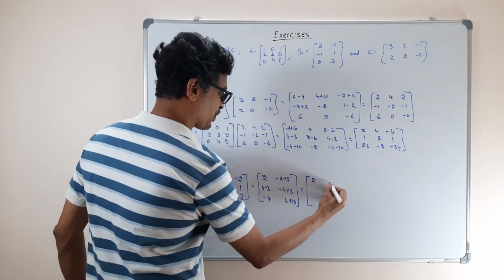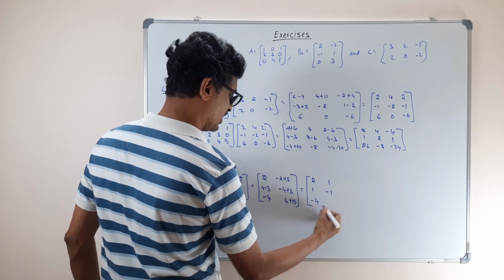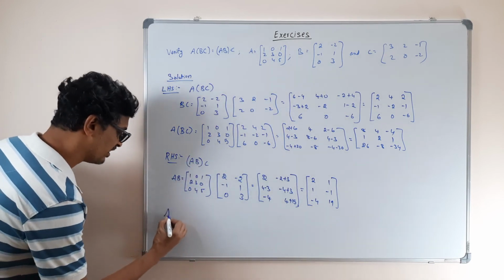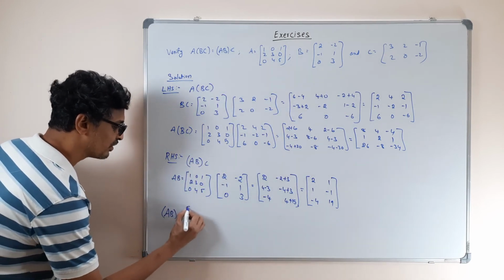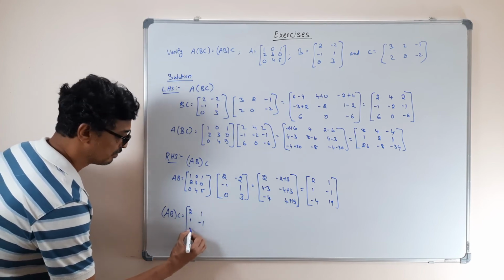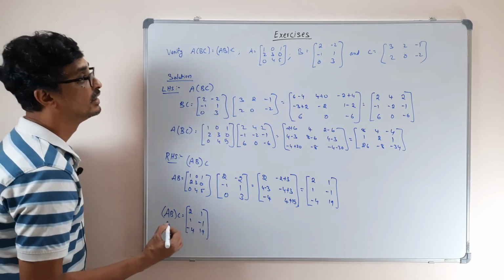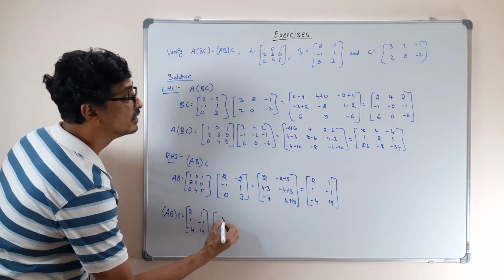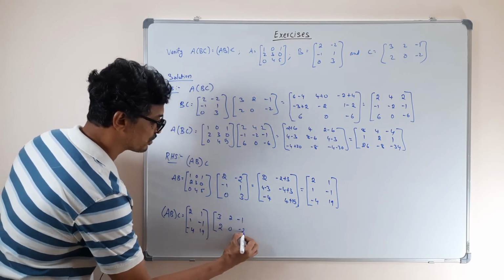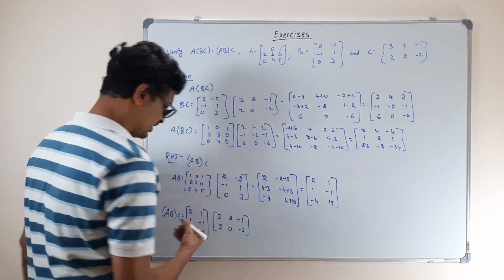2, 1, 1, 1, minus 1, minus 4, 19. Okay, and then we have to do AB into C, right? So AB we have: 2, 1, 1, minus 1, minus 4, 19. So what is our C? C is 3, 2, minus 1, 2, 0, minus 2. You can clearly see this is going to be a 3 cross 3 matrix, right?